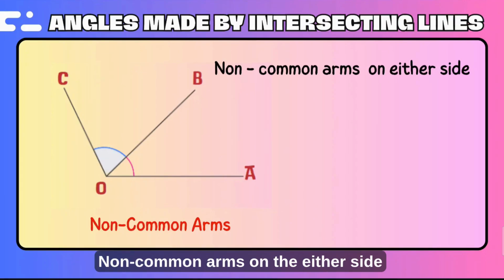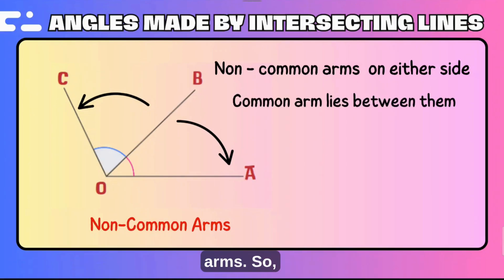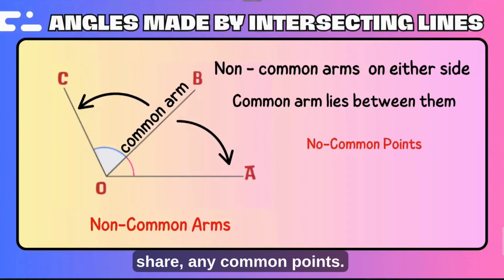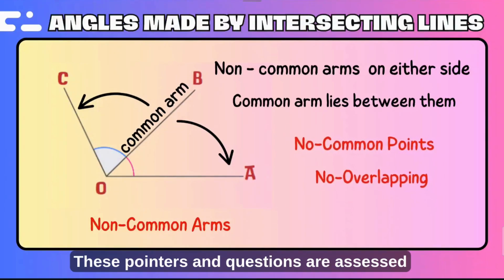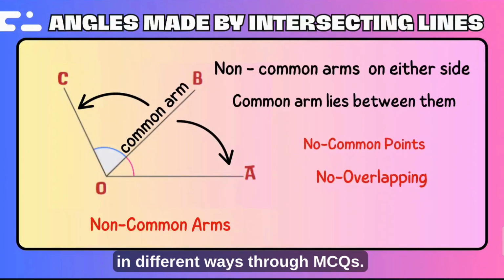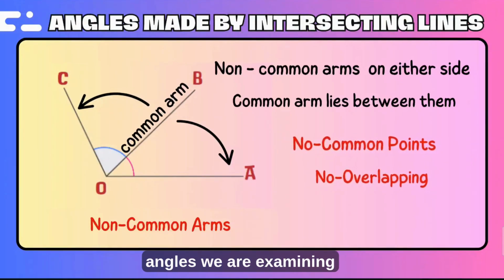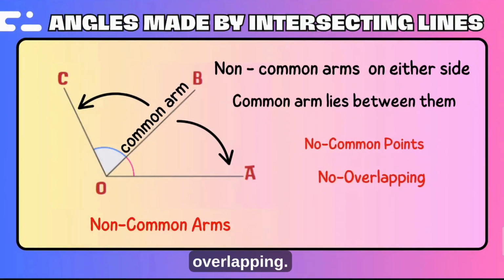Non-common arms on either side, or the common arm between the non-common arms. So this means that both the angles will not share any common points. There won't be any overlapping. These pointers and questions are assessed in different ways through MCQs. So we have to make sure that the angles we are examining should not have any common points or overlapping.